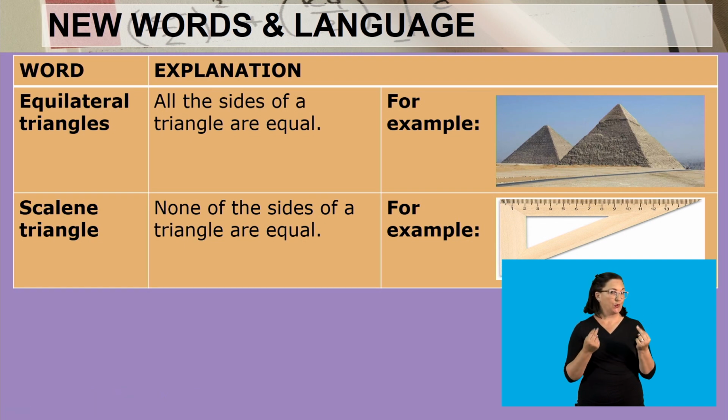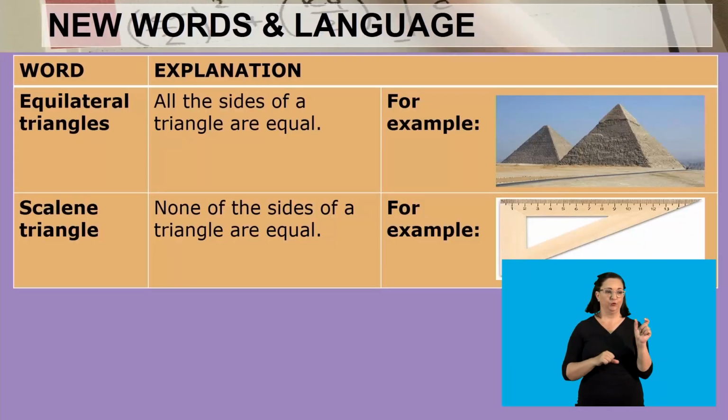New words that we're going to talk about today are equilateral triangles. That is, all the sides of the triangle are equal. For an example, we have a picture there of the pyramids in Egypt. All the sides of that triangle that we are able to see from that side are equal. So it's something we've been used to, but we're maybe not aware that it's an example of an equilateral triangle.